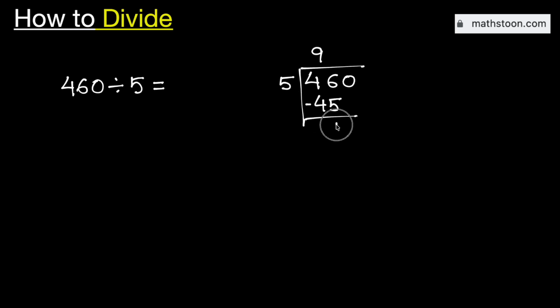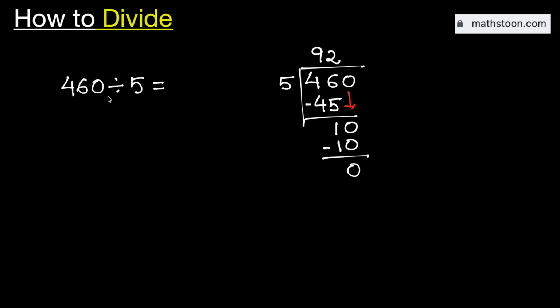Subtract, we get 1. Now 1 is less than 5. That is why we will bring down this number 0 here. And we know that 5 times 2 is 10. Subtract, we get 0. As we have no number to bring down here and got the number 0, so we will stop.